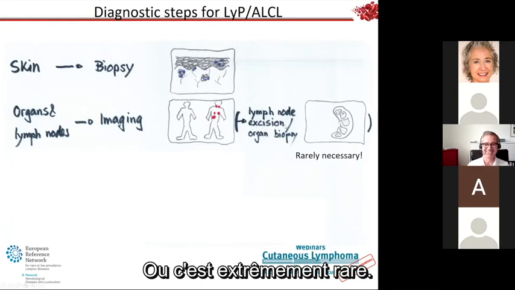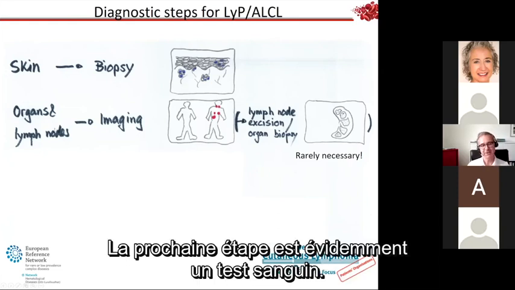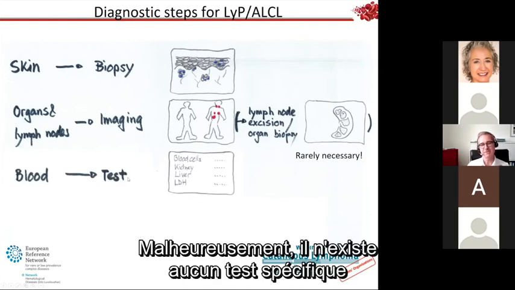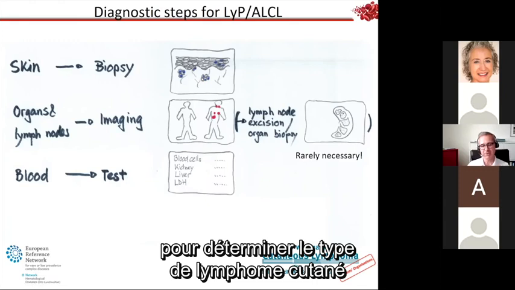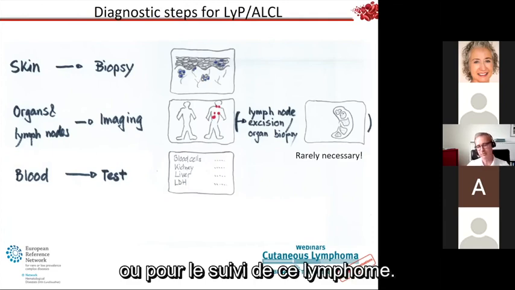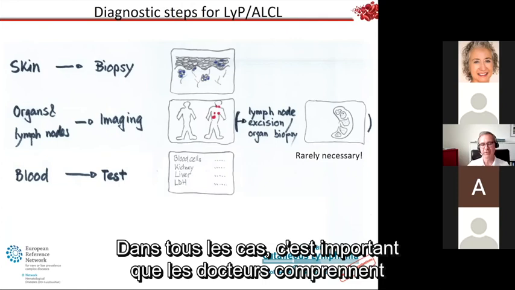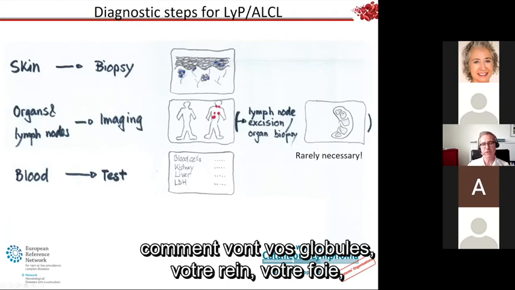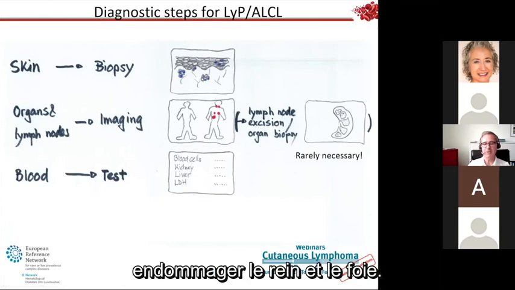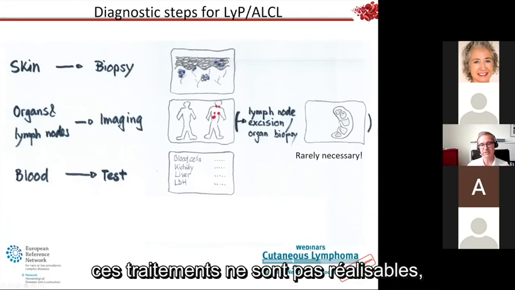The next important step, obviously, is a blood test. Unfortunately, there is no specific blood test that pinpoints the type of cutaneous lymphoma or is specific for follow-up of cutaneous lymphoma. Nevertheless, it's always important for the doctors to understand how your blood cells are doing, how your kidney and liver are doing, because some treatments may be damaging kidney and liver, and if these are already damaged, then these treatments obviously are a no-go.